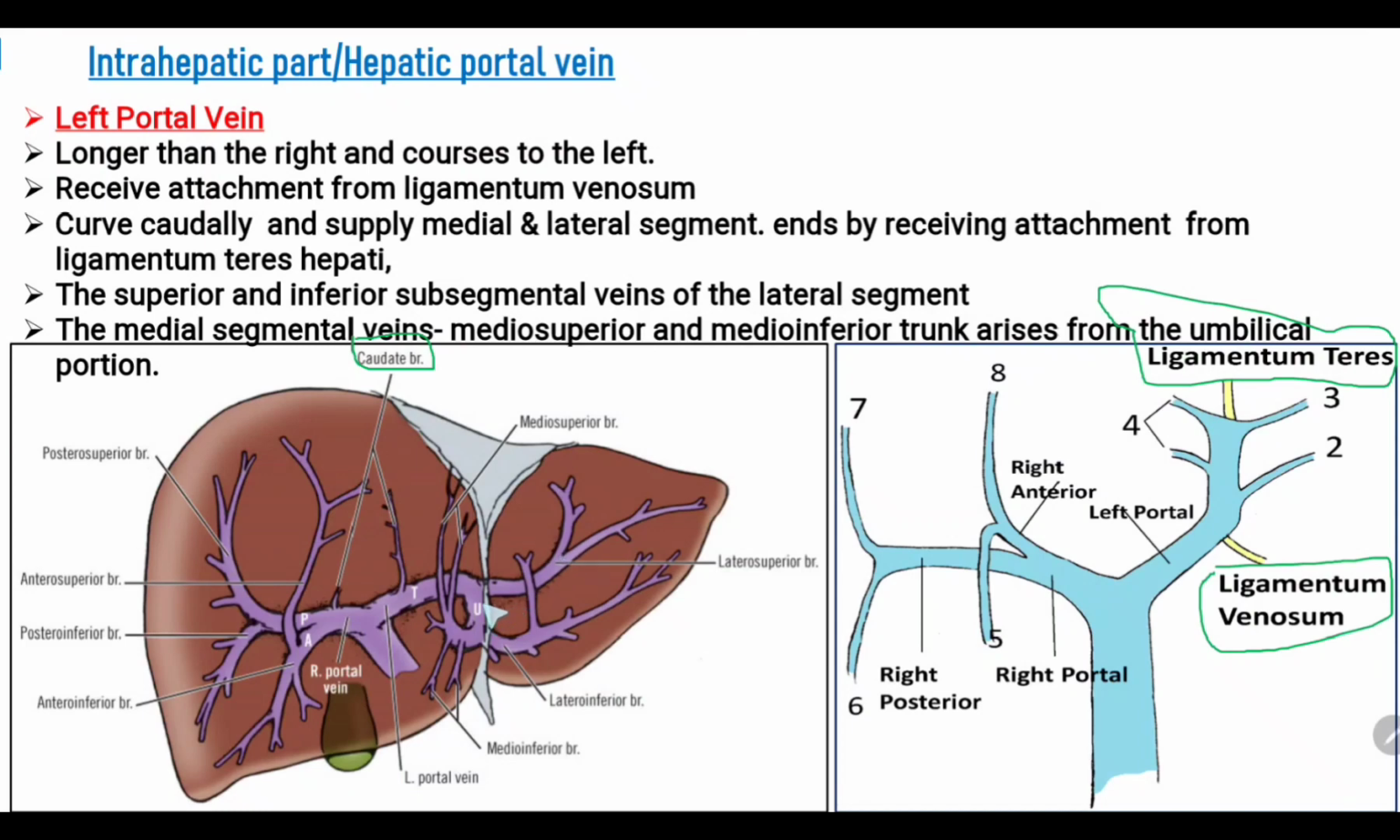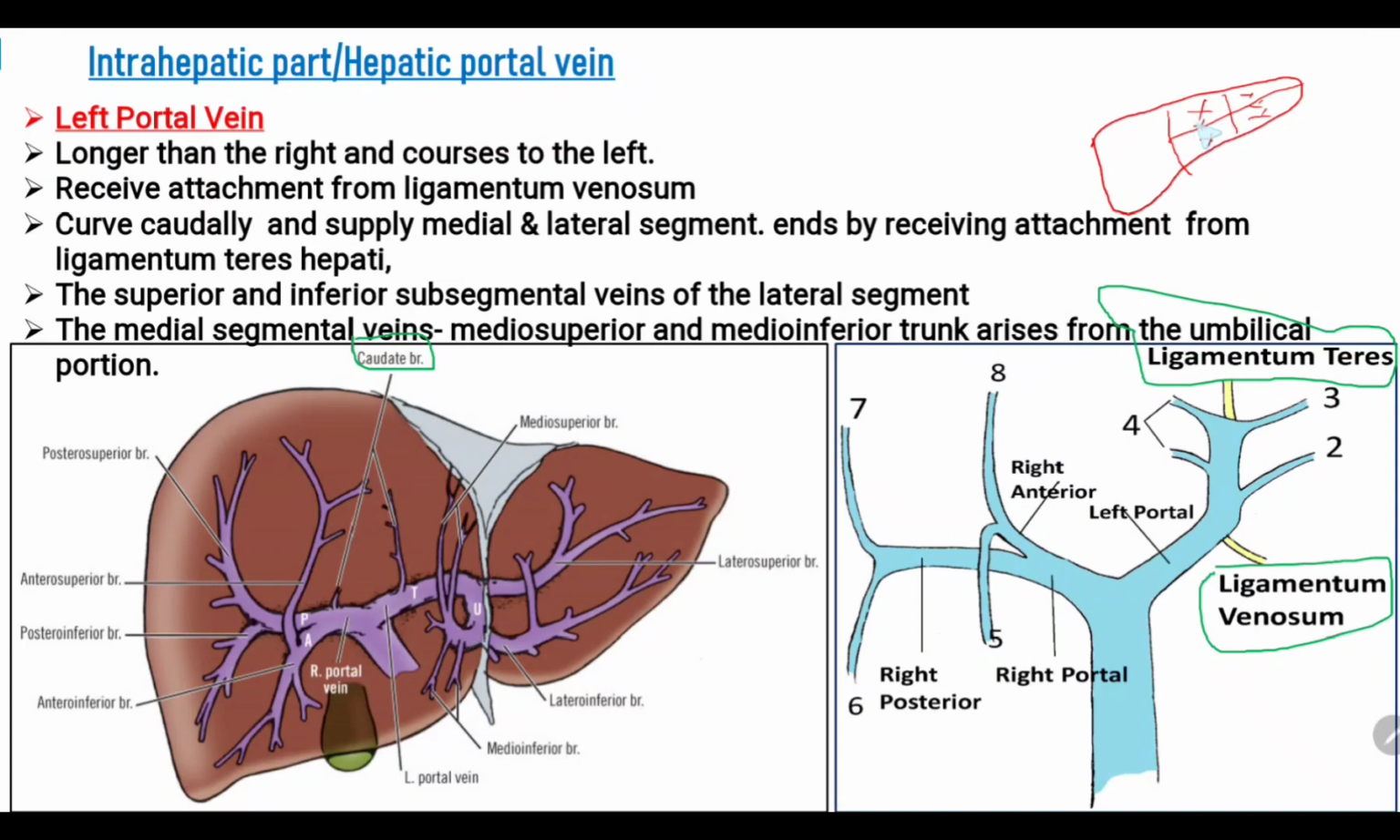Again it divides into two main branches. The left part of the liver, the hepatic segments, is divided into medial and lateral areas. So we have upper medial, lower medial, upper lateral and lower lateral. So this particular left branch of the portal vein divides into two.